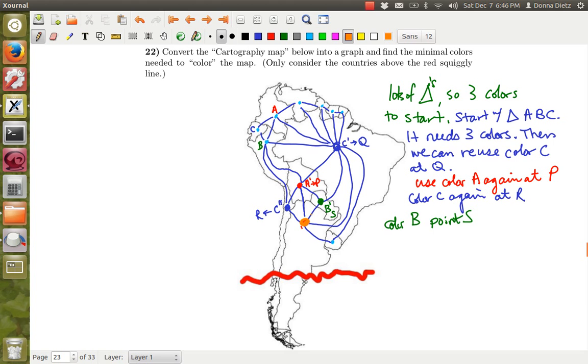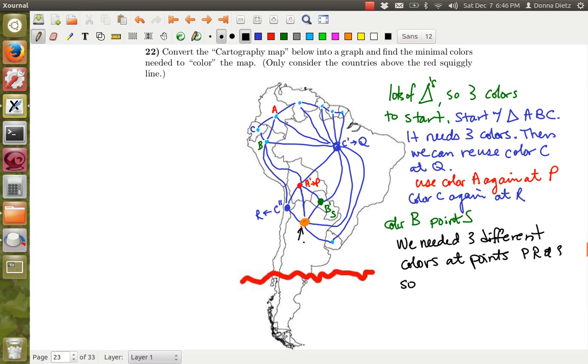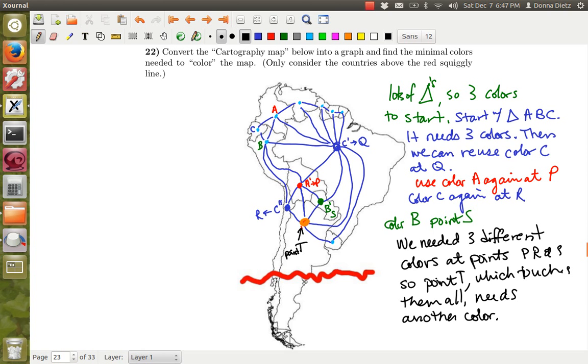In this case we have a new color. So we needed 3 different colors at points P, R, and S. So let's call this point T. Point T, which touches them all, needs another color. All right? And from here, now you've got your 4 colors. Now you can just go ahead and use them.